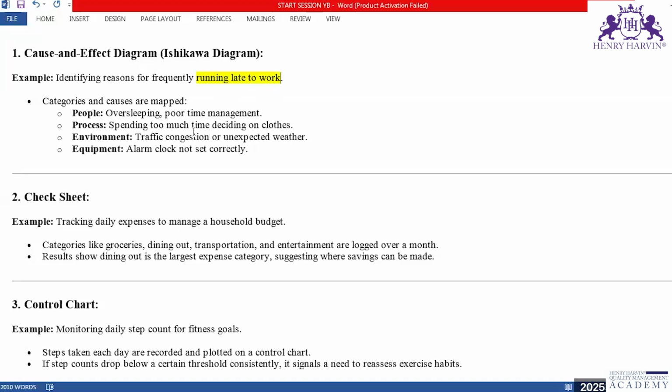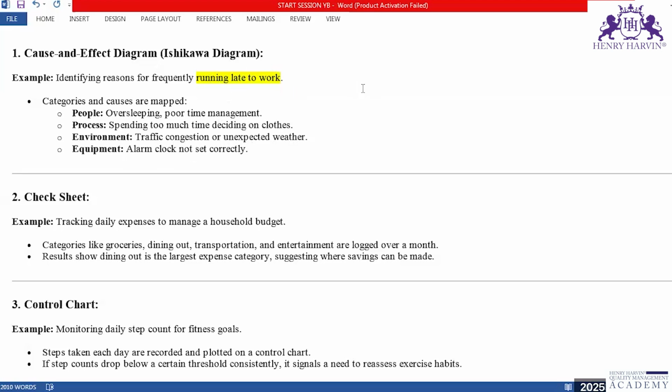Process: spending too much time deciding on clothes can make people late. Environmental factors, such as traffic congestion or unexpected weather, can also impact the running and give you this problem. Equipment: an alarm clock not set correctly can make me late.